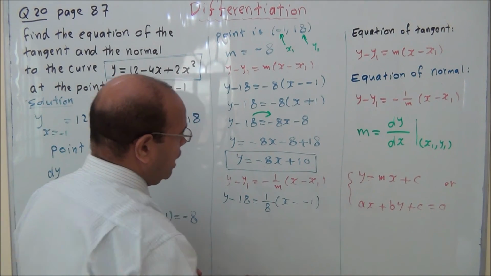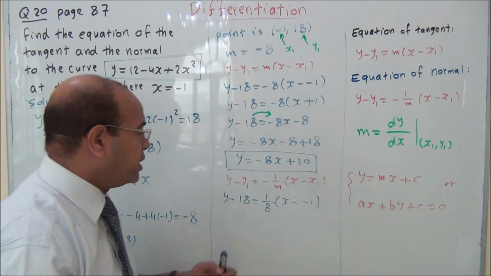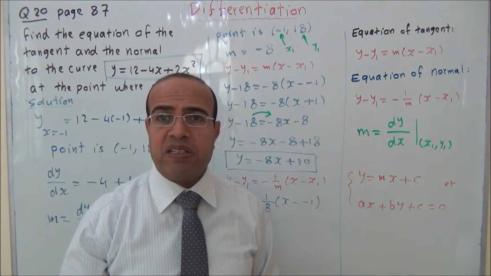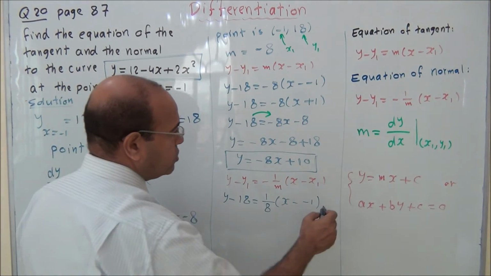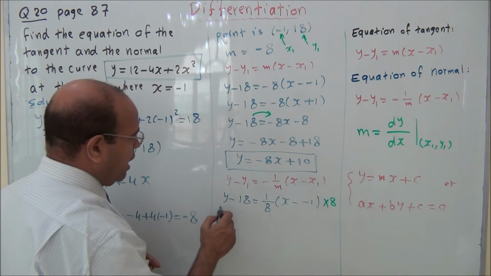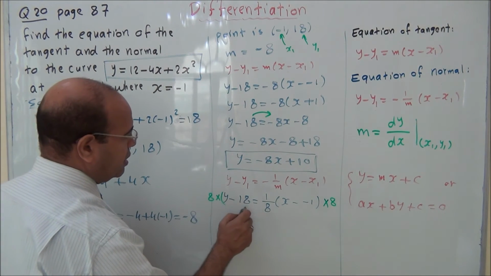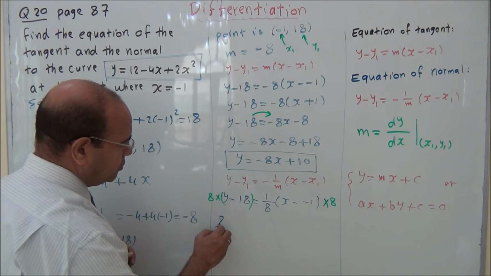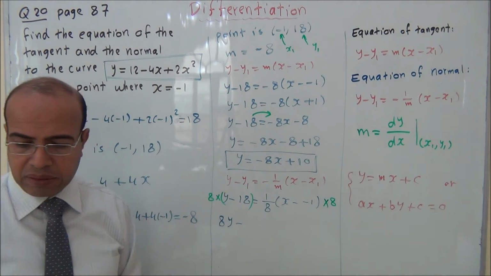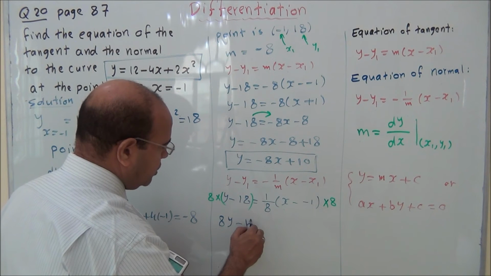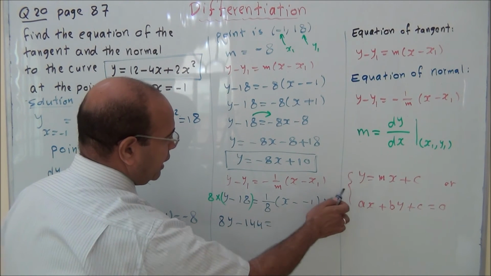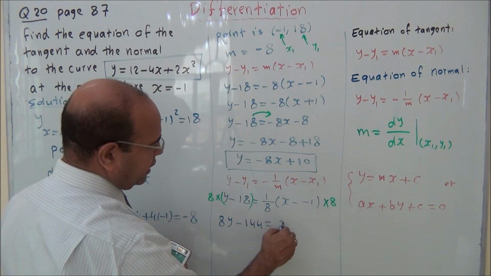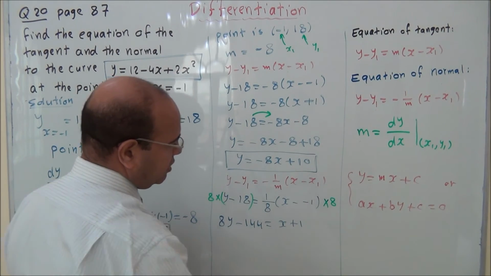X1 is negative 1. How to simplify this equation? It's better to multiply both sides by 8 to cancel the fraction. So multiply this side by 8 and also multiply this side by 8. So 8 times y, it's 8y minus 8 times 18, so it's 144. Cancel 8 with 8, so just x plus 1, negative, positive.